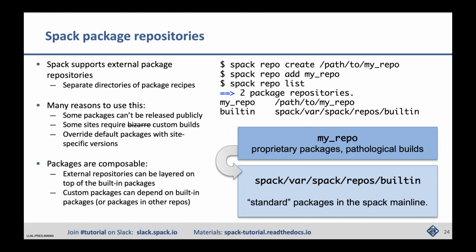The custom packages can depend on things from the built-in repo, and they can even inherit from packages in the built-in repo. If there's something specific about how OpenMPI has to be built on your machines and you're the one in charge of supporting that, you might have a repo that has an OpenMPI package that inherits from the built-in, but overrides some attributes of the package. So this is a really powerful way to keep proprietary packages, pathological builds, and also just things you're working on, maybe that the next step might be contributing back to Spack as an improvement.